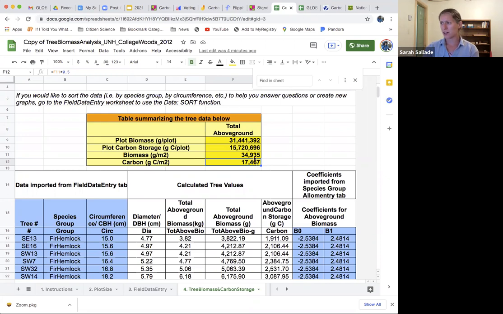And if you'll recall, this biomass number, 34,935, is actually pretty similar to what I estimated at the start when we were doing the biomass units activity. I estimated that College Woods would have about 30,000 grams per meter squared based on its biome.